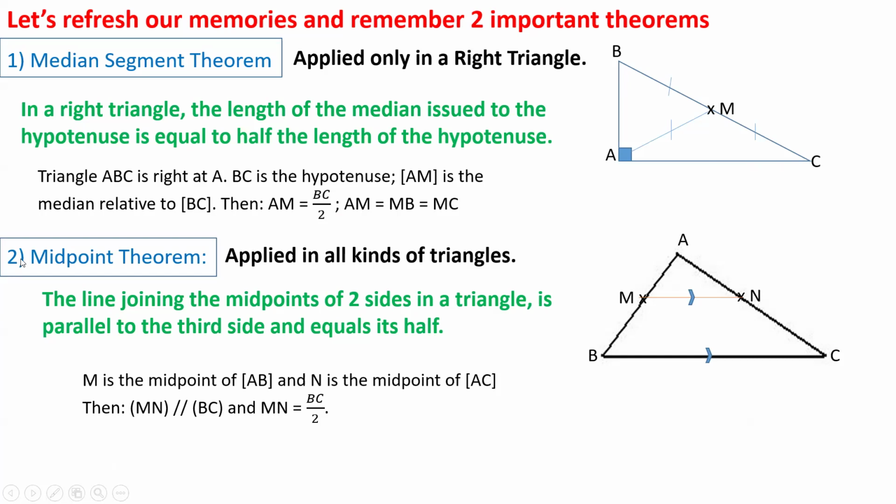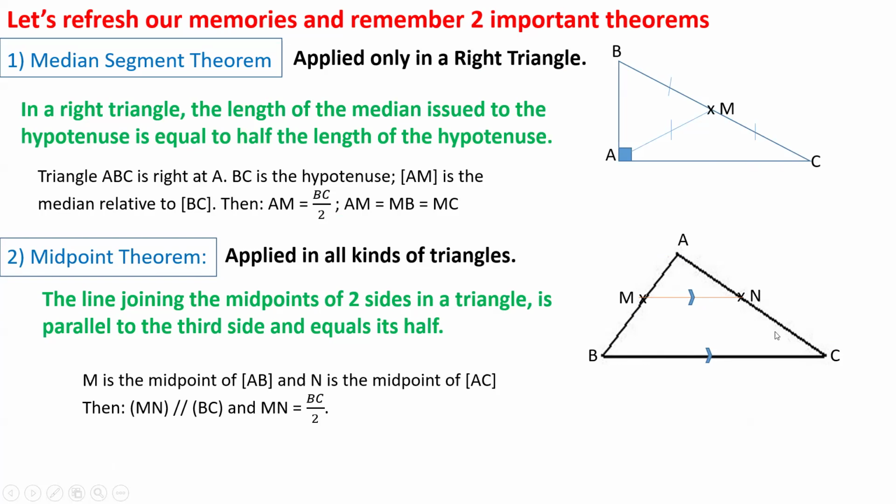Now, theorem number 2, the midpoint theorem, applied in all kinds of triangles. What does it say? If I have any triangle ABC, M taken the midpoint of segment AB and N is the midpoint of segment AC, then the line joining the two midpoints, which is MN, will be parallel to the third side BC. Not only this, also MN equals BC over 2.